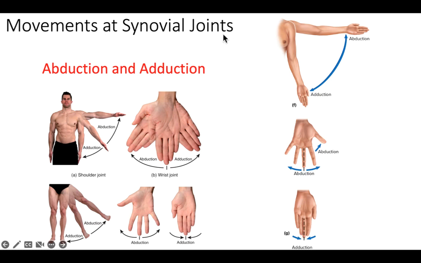So practice these. Practice abducting and adducting at different joints. Notice what joints aren't on here. Hinges. Hinges do not like to abduct or adduct. You don't want to do that at the elbow. You don't want to do that at the knee.